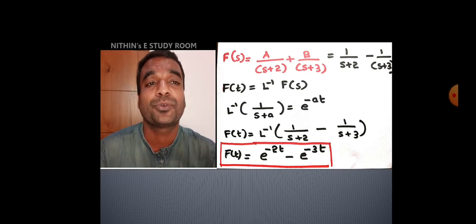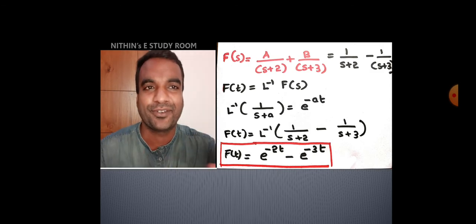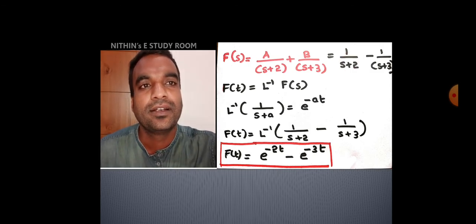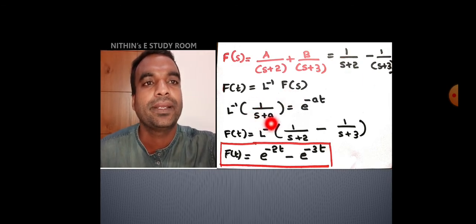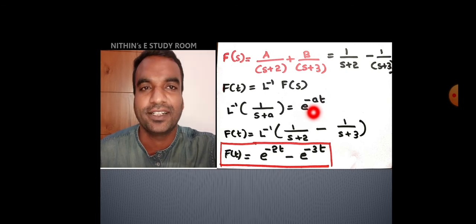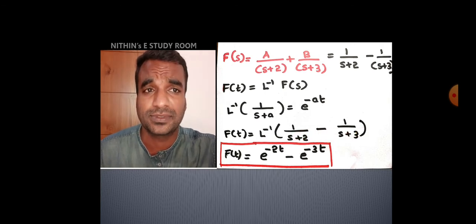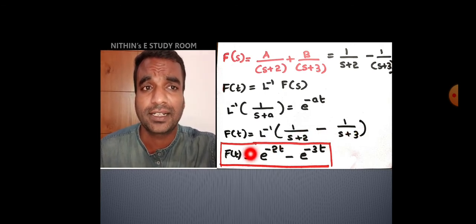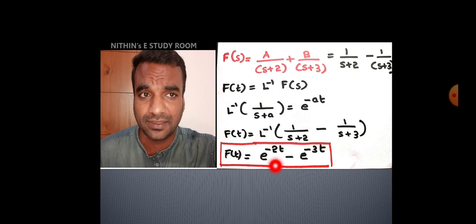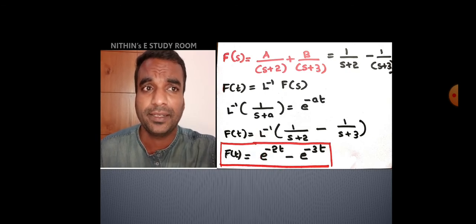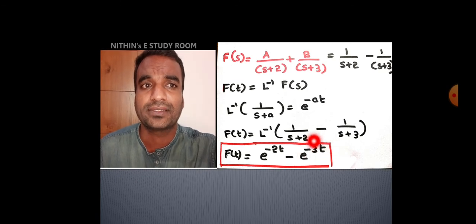Now we have to take the inverse Laplace of that equation. So f of t is equal to L inverse of f of s. L inverse of 1 by s plus a is equal to e raised to minus at. We already know these things. So f of t is nothing but L inverse of 1 by s plus 2 minus 1 by s plus 3. For the first term, the inverse Laplace transform is e raised to minus 2t. For the second term, 1 by s plus 3, it is e raised to minus 3t.